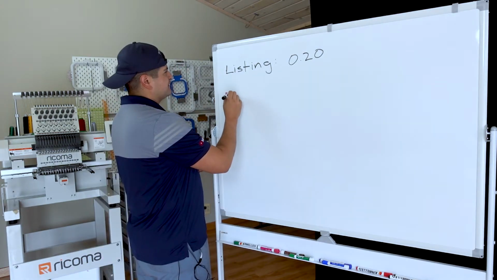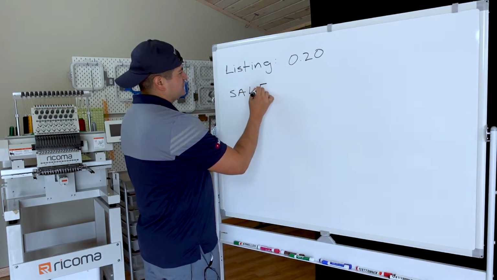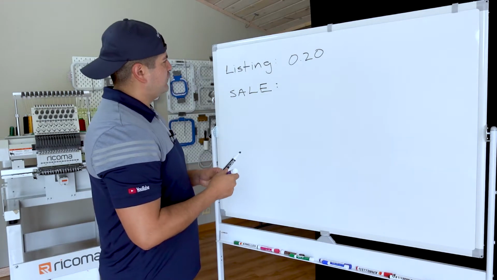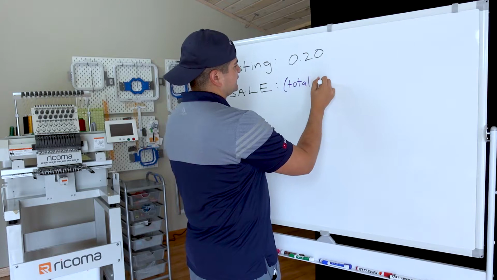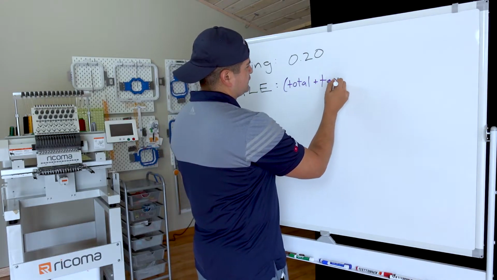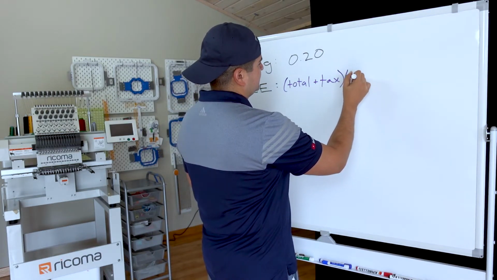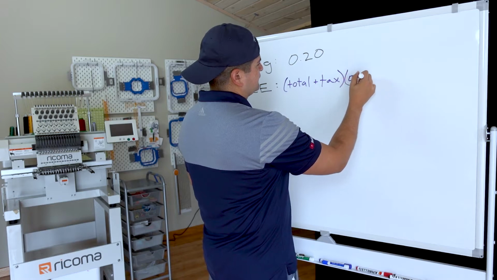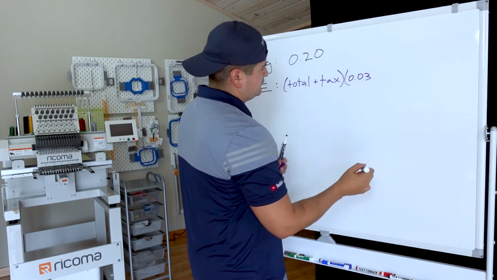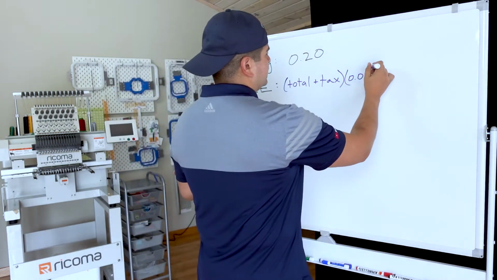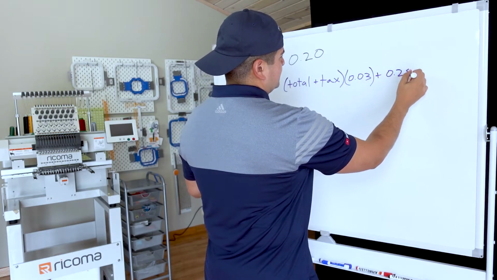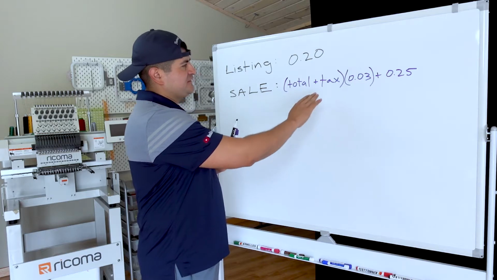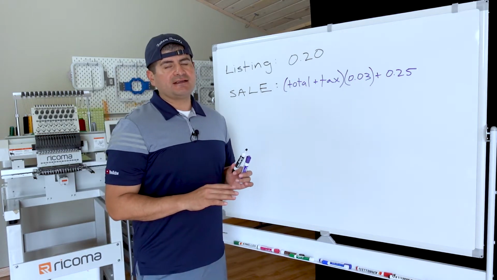Then we have our sale. This is when we're going to start using the Etsy formulas. This is where it's total plus any tax that's being charged, multiplied by 3%, so that's 0.03, and then you add 25 cents to that. This expense of sale, you can see anywhere you go.